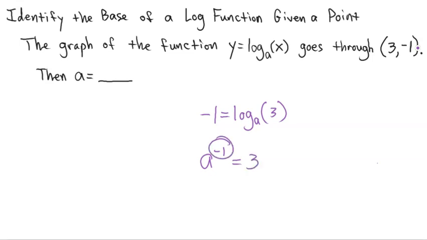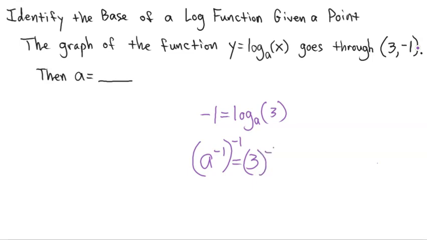Now I want to get rid of this negative 1 power. I'm trying to solve for a, so I'm going to put it in parentheses and raise it to the negative 1 power, because negative 1 times negative 1 equals 1, and that's what I want. I want a to the positive 1 power, because that's what a is. So if I raise a to the negative 1 to the negative 1 power, I'll have a to the positive 1.